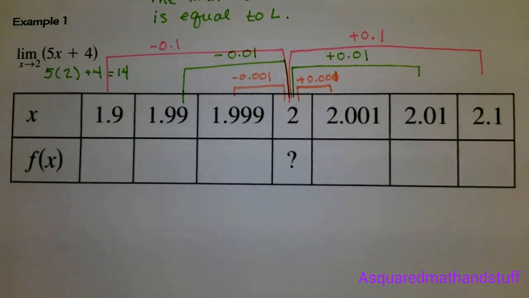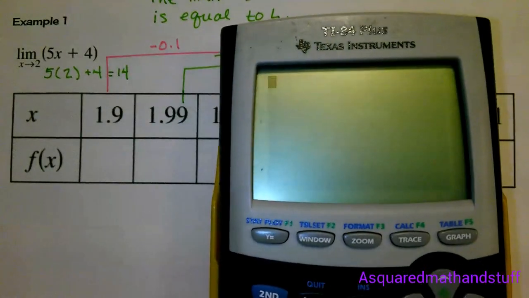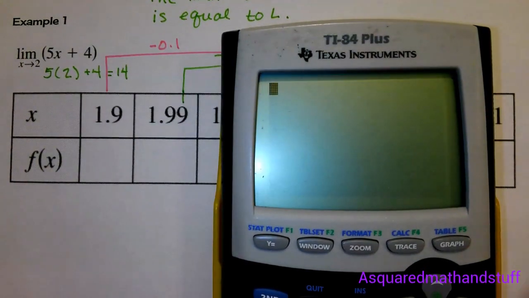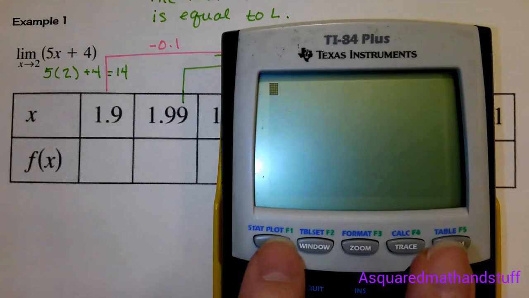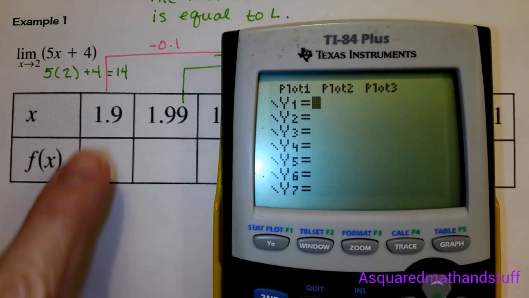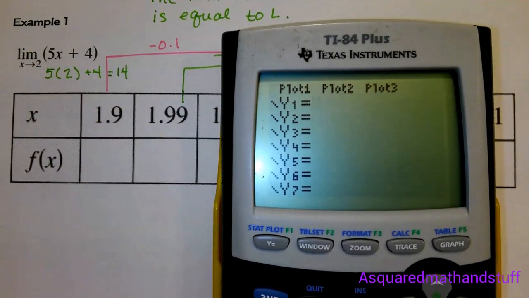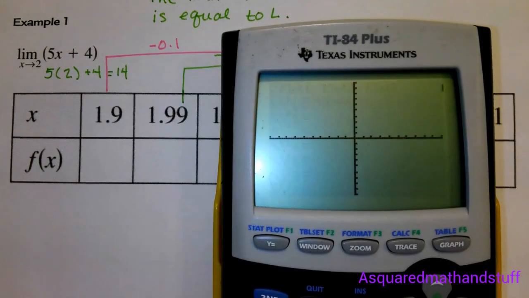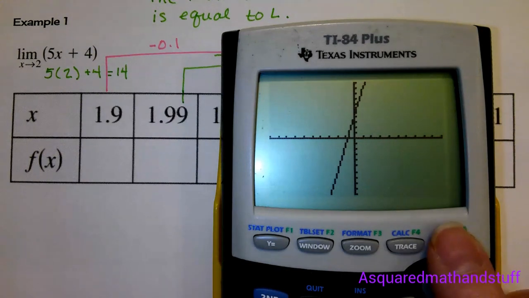All right, when we have a table, we can just use our calculator. So let's go ahead and do that. I don't have a nice fancy new colored screen, so I apologize about that, but we will make this work. So let's go into y equals. We're going to enter this equation, 5x plus 4. And if we graph that, you'll see that it's a straight line, just like we talked about. It's a linear equation.